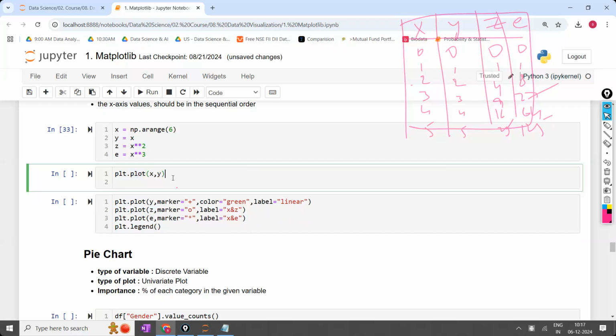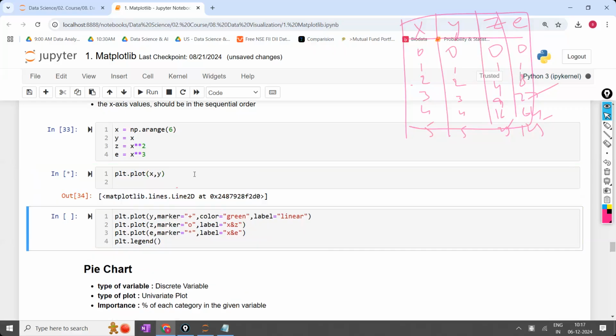So plt.plot on x, y. What is x, y? These two columns. I'm applying the line plot, that is 0, 0; 1, 1; 2, 2; 3, 3; 4, 4 and 5, 5. You are going to get a line plot like this.